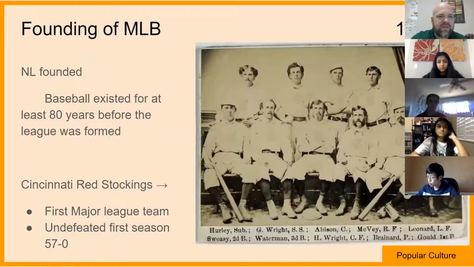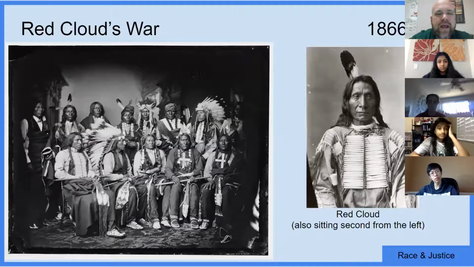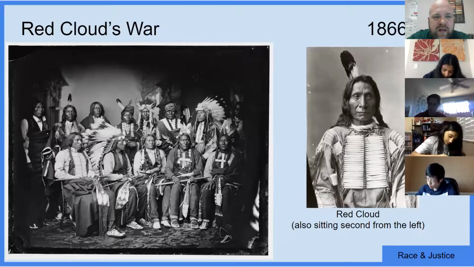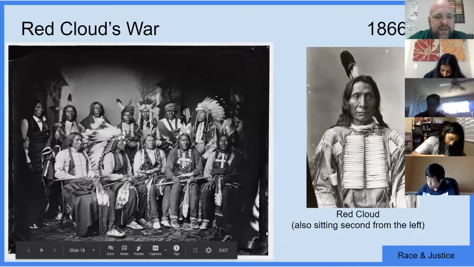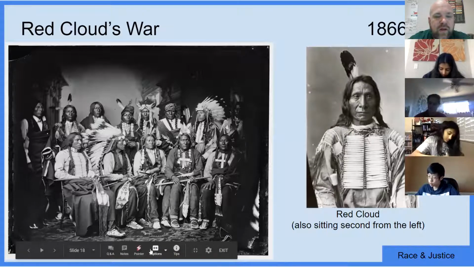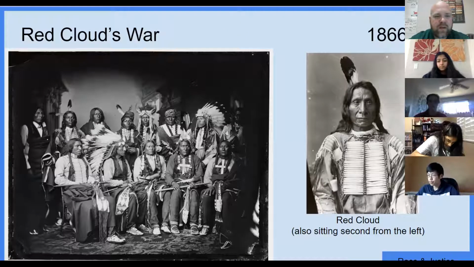Our Native American stuff is going to start back here, 1866. B, big number B, 1866, Red Cloud's War. So Red Cloud is the gentleman right here in the picture. This is Red Cloud. He is a member of the Sioux tribe. Sioux. Okay, Sioux. I'm going to put it in the chat for you guys. Sioux.